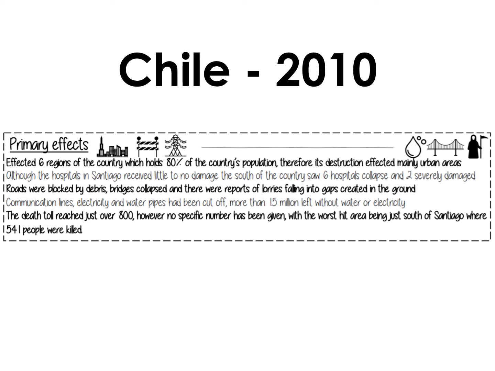However, no specific number has been given, with the worst hit area being just south of Santiago, where 541 people were killed. Remember, pause here, scribble down as much as you can, then double check again so that you're not missing stuff and ideas are going into your long-term memory.